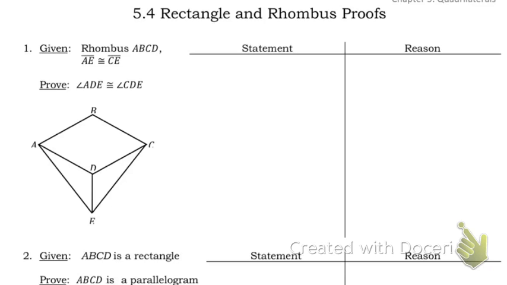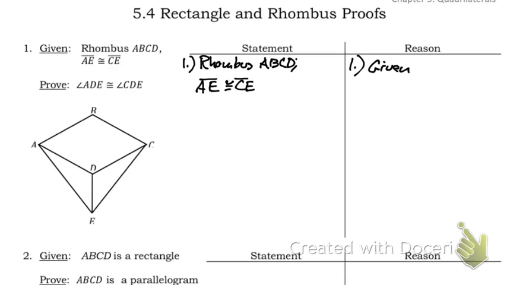So let's just write down our givens. First and foremost, we have a rhombus ABCD. And second of all, we have AE is congruent to CE. And that is going to be given. All right, before I get to step 2, I'm just going to mark down that AE is congruent to CE so I don't forget it. So AE is here, and CE is right here. Those two things are congruent.